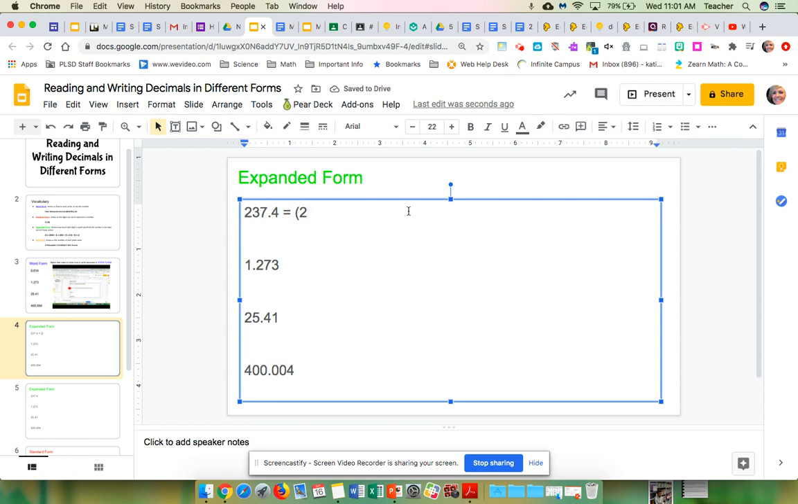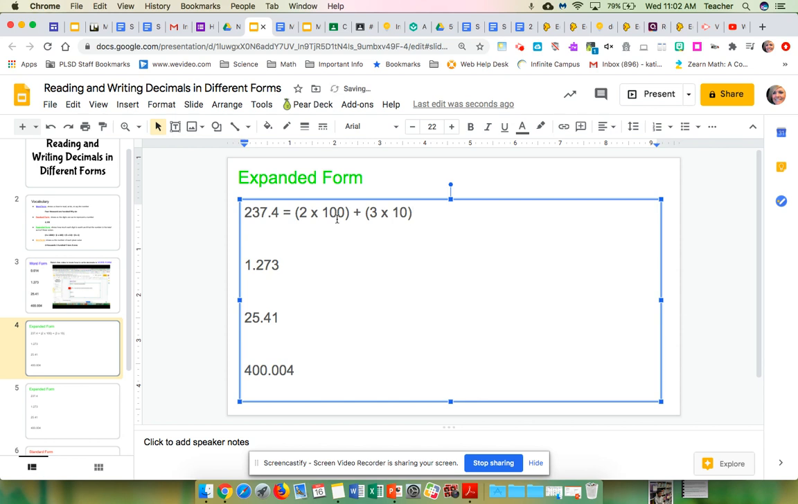So instead of writing 200, I'm going to take the 2 and write it times 100, because the 2 is in the hundreds place. It's like 2 copies of 100. In my parentheses, if you multiply 2 times 100, that equals 200. Then I'm going to do the plus sign and move to the next digit. The next digit is the 3. The 3 is in the tens place, so I'm going to type in times 10. 3 times 10 will give you that 30.